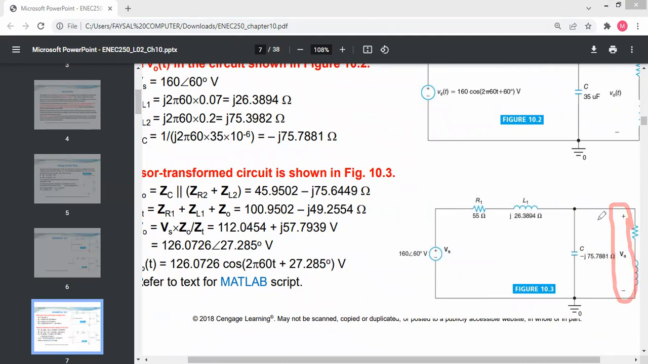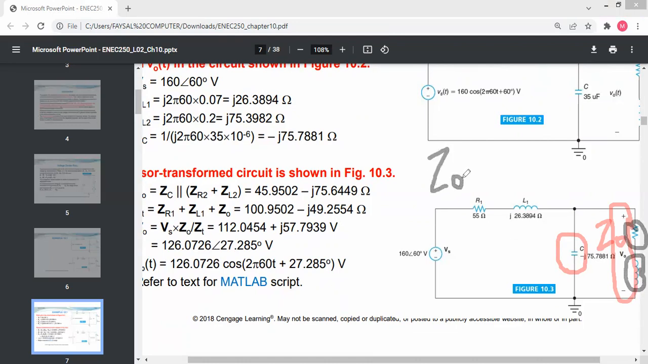So my Z naught will lie here, impedance Z naught. So Z naught equals to what? It will be equal to this one, VC, which will be parallel to two parameters. First parameter is this one, the resistor, and second is this parameter, the inductor. Again, I have to write that. Yes.